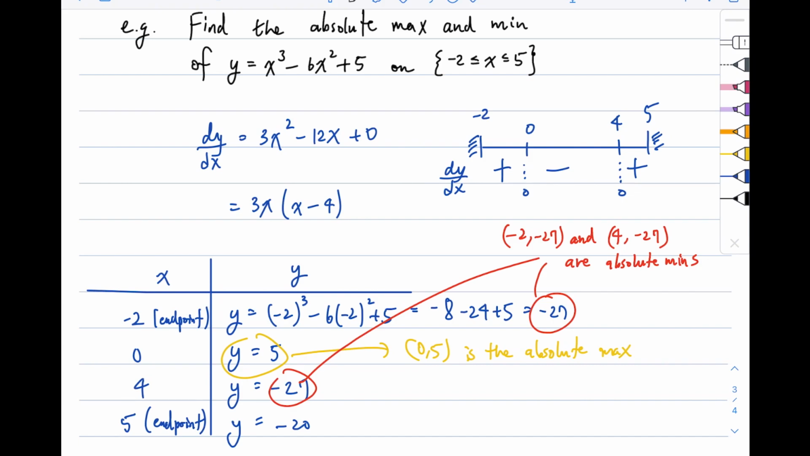Hopefully that makes sense. I feel like this concept's not so difficult. All you need to do is find the first derivative, set it equal to 0, find the stationary points, also look at the endpoints, make a table like this, and then find the smallest and largest values for those critical points. Hopefully that makes sense.